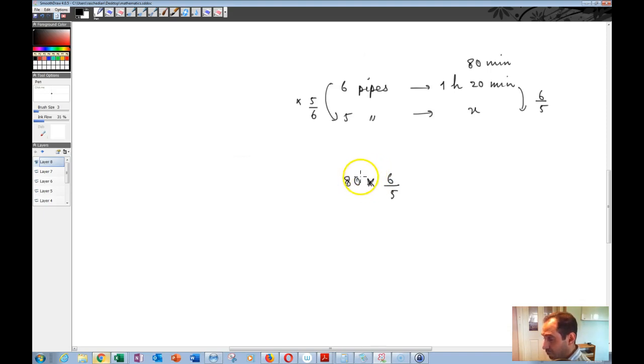40. So 5 times 8 is equal to 40, right? So that's 40 times 2, and that's 5 times 8 times 2. So 5 and 5 you can cancel out, and then that's 16 times 6. That's 16 times 6, so 96 minutes. It's going to take 96 minutes.